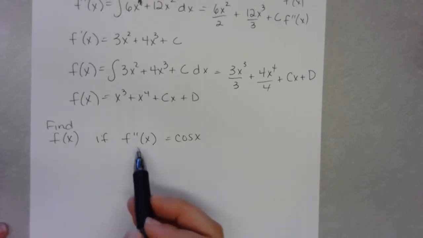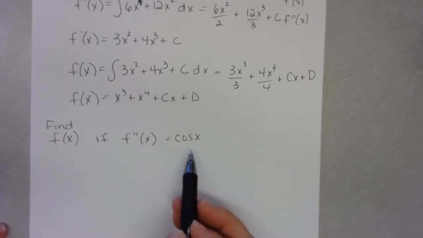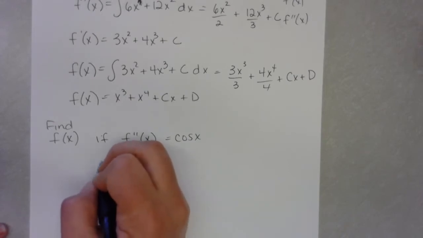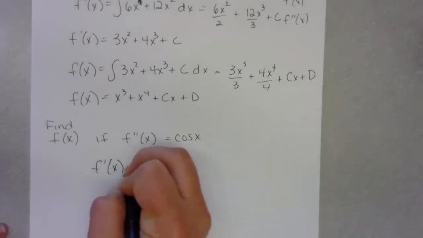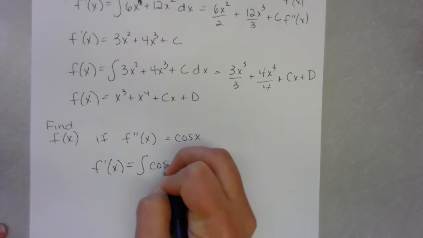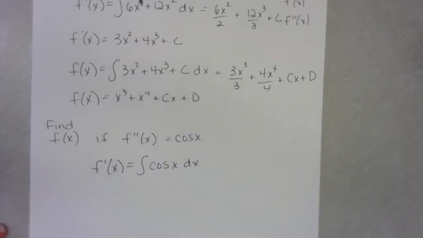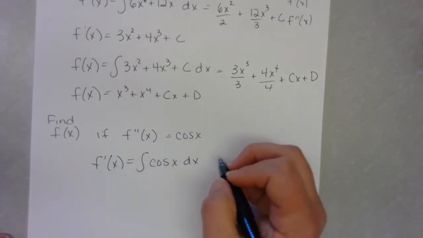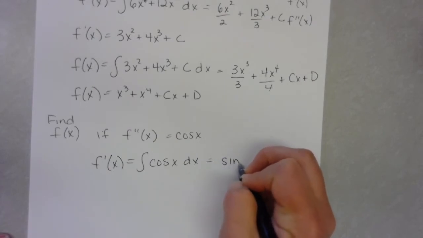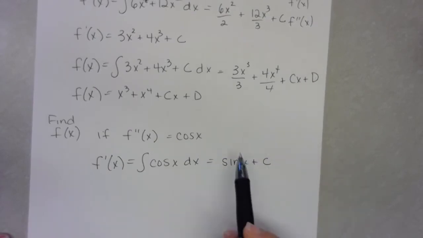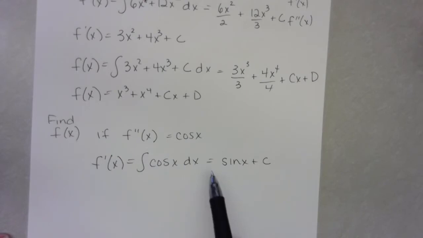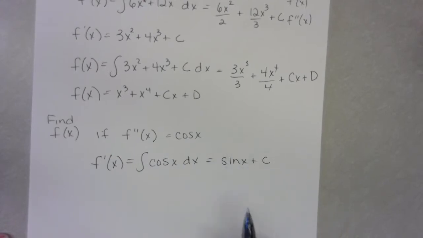So let's find f if we have f double prime is cosine. My f prime of x will be the integral of cosine of x dx, the antiderivative, right? So this will be sine of x plus c. Remember, the derivative of sine is plain cosine, so there's no minus. I know it's easy to mess these up.